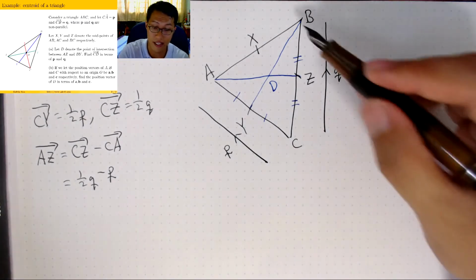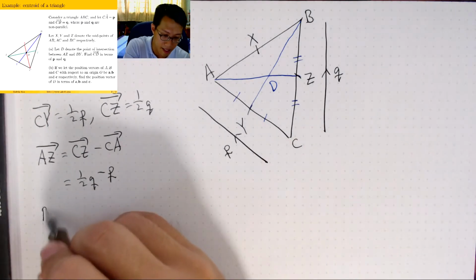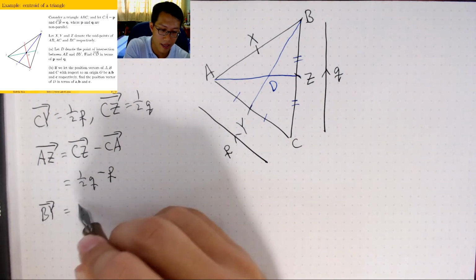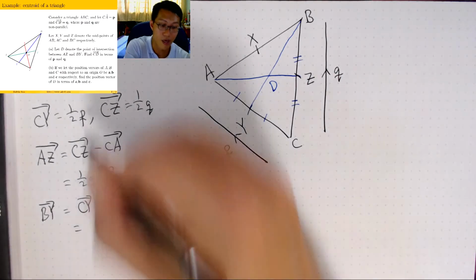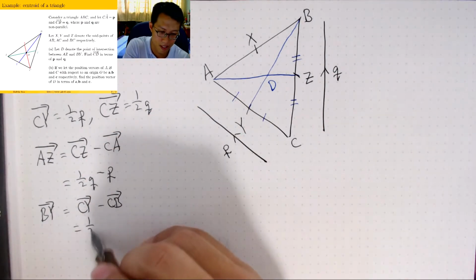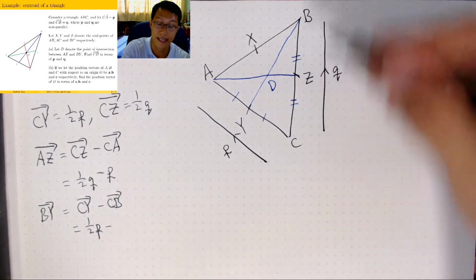Next, we find the vector BY. Similarly, BY is given by CY minus CB. CY we found is half p, while CB is q.